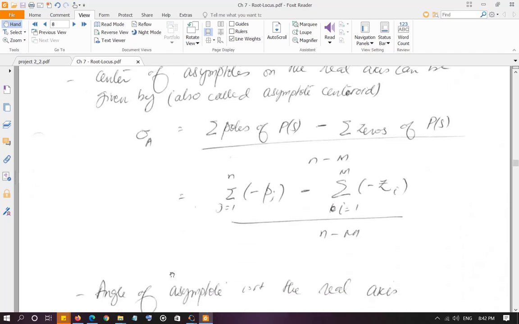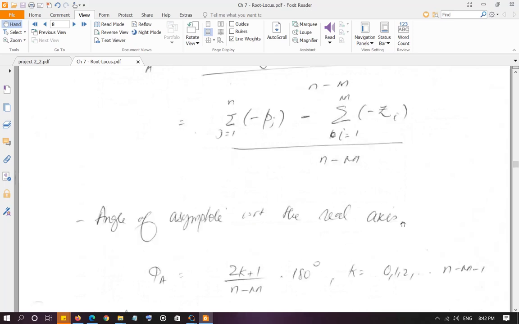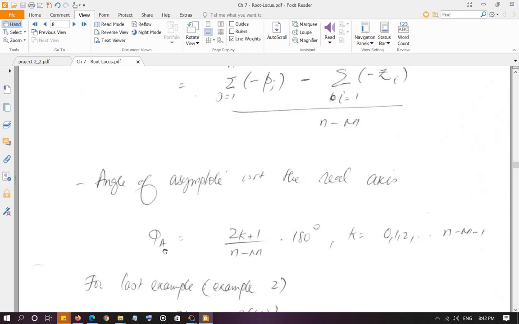How are we going to find the angle of those asymptotes? To find the angle of those asymptotes with respect to the real axis, we will use (2k plus 1) over (n minus m) times 180 degrees, where k is 0, 1, 2, and so on and so forth.